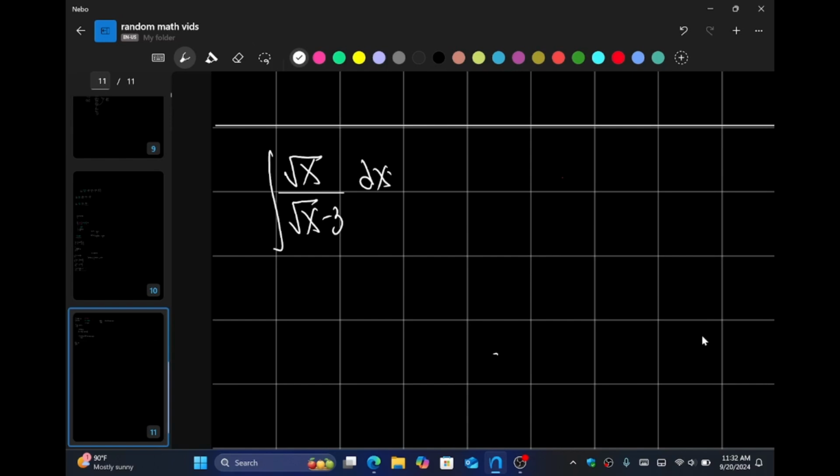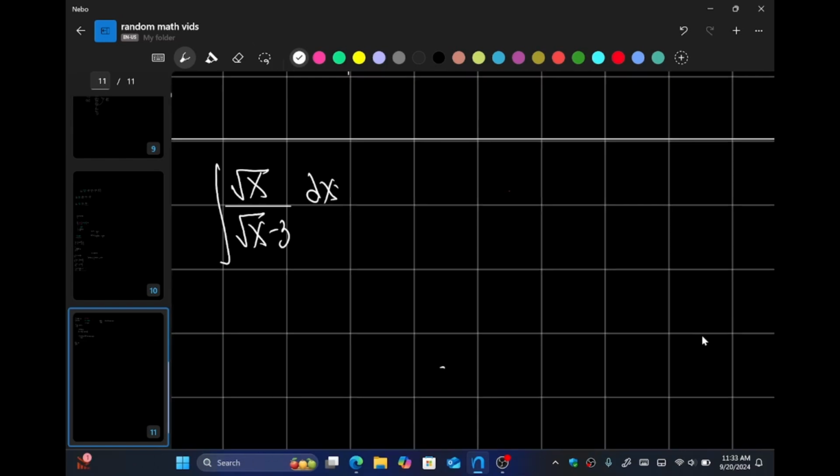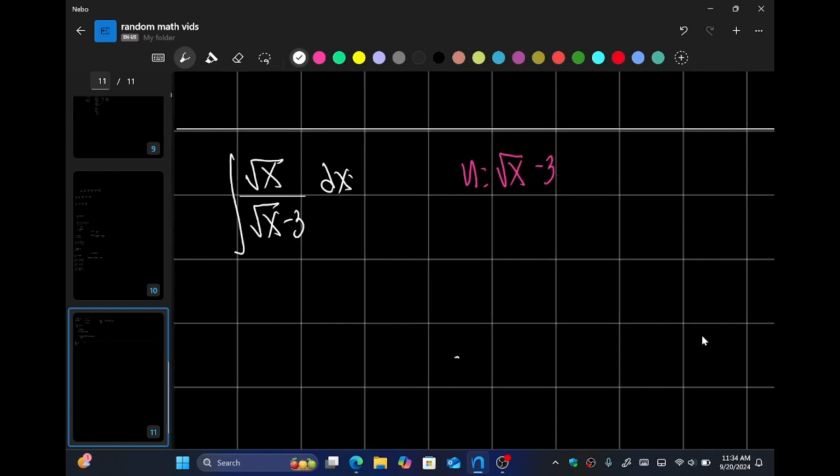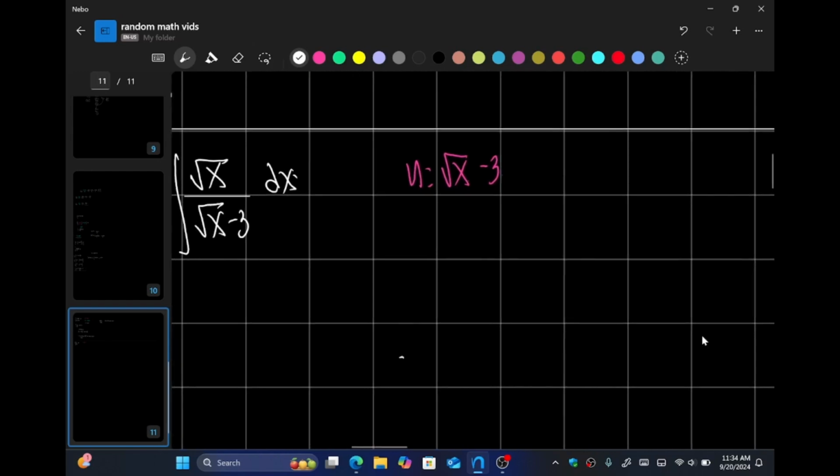Here we need to substitute. So u, in this case, is going to be the square root of x minus 3. And the very strange thing about this problem, guys, is that they do give us the u substitution here. They say that the denominator will be our u. So that is somewhat helpful.